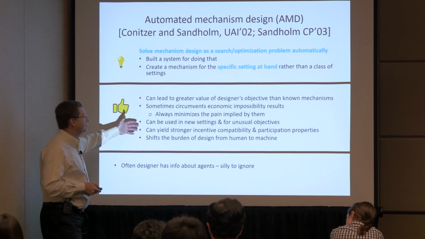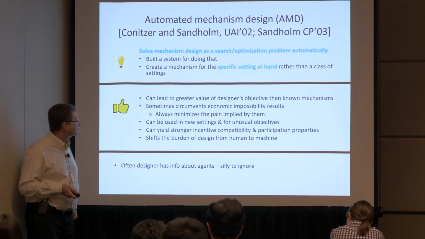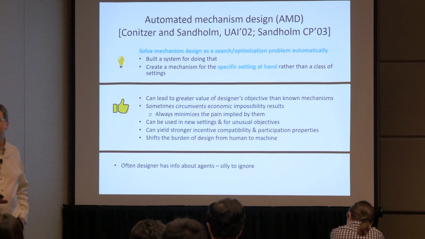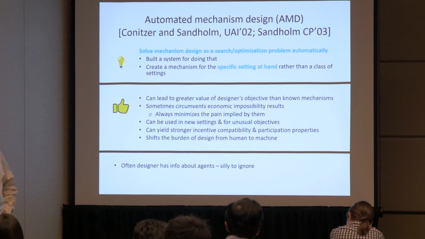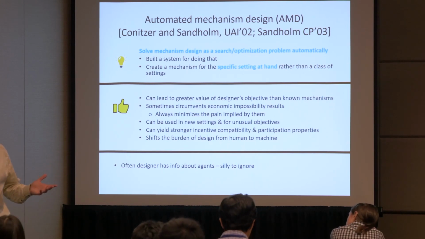This can be used in new settings and for unusual objectives that haven't been studied yet, and can yield stronger incentive compatibility and participation properties, participation meaning individual rationality, in that sometimes the general mechanisms just have these weaker constraints satisfied, but for the setting at hand, you might actually be able to satisfy the stronger constraints without any compromise in the objective. And it shifts the burden of design from human to machine. And that's, as computer scientists, something we always think is a good thing.